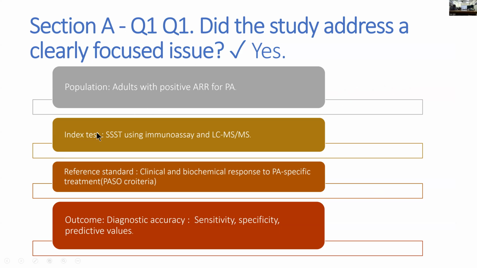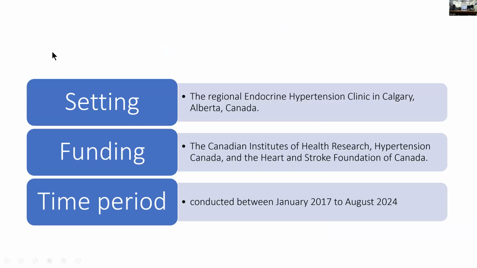In this test was a seated saline suppression test and they used 2 assays. The reference standard, so we know there's no other gold standard which can be used. So they looked at treatment response, both clinical and biochemical treatment response after the treatment. And outcome they looked at all the diagnostic accuracy markers.